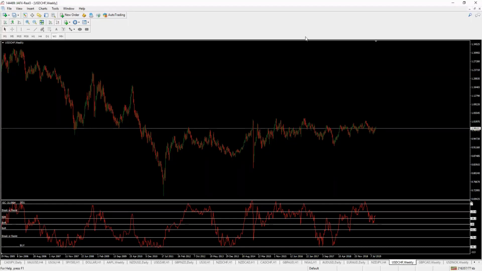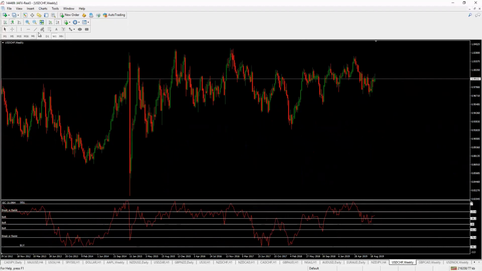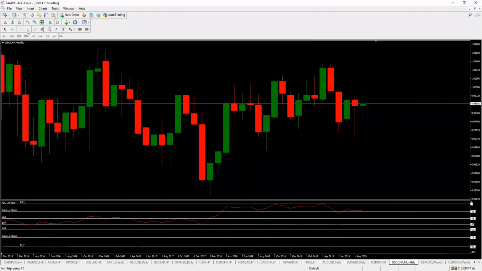What I also want to do is go over a different type of analysis, right? Today I'm going to go over a little level to level trading. Let's get into it. I'm going to start from my weekly, right? Matter of fact, I'll go to my monthly. I'll box in the monthly. Let's do that. Okay, box in this monthly.